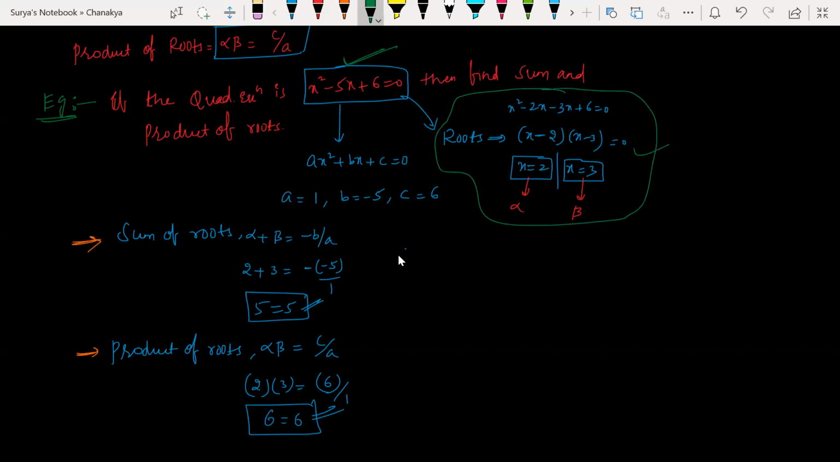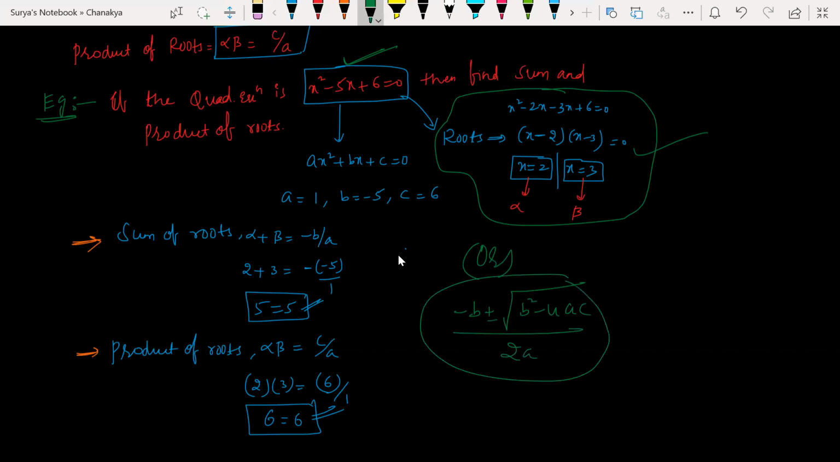By splitting the middle term, that is one way. Or you can use this formula, minus b plus or minus square root of b square minus 4ac by 2a, for finding roots. This is also one formula, right? So by using splitting the middle term, or by using this minus b plus or minus square root of b square minus 4ac by 2a formula, you can use anything for finding roots of a particular quadratic equation, right?